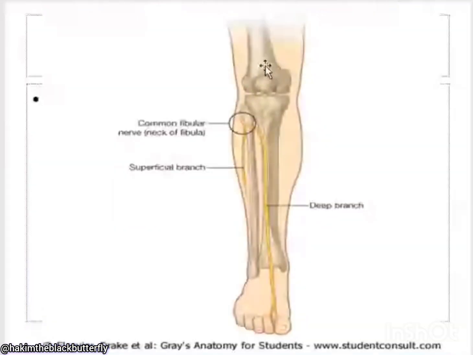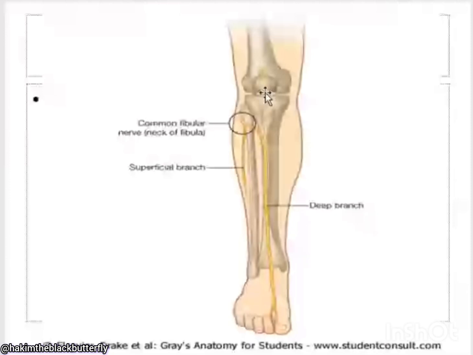When the sciatic nerve reaches the popliteal fossa, its two portions separate. The common peroneal goes lateral, and the tibial remains posterior like that. So this is showing us the two divisions of the sciatic nerve separating in the popliteal fossa. The common peroneal is the one which is lateral, and the tibial is the one which is medial.